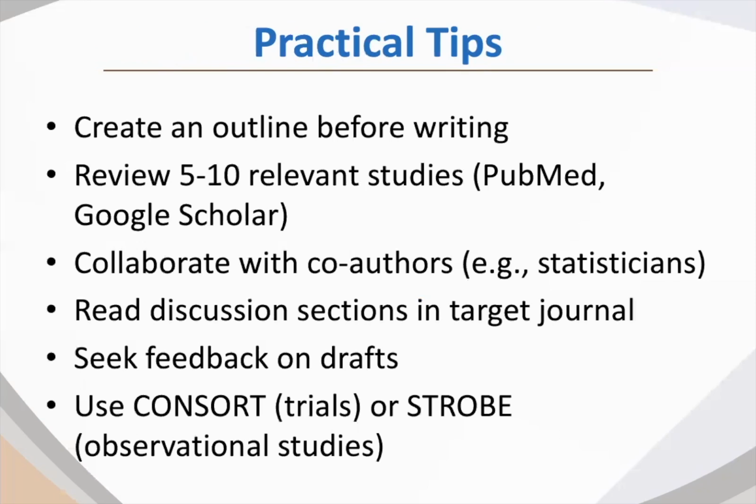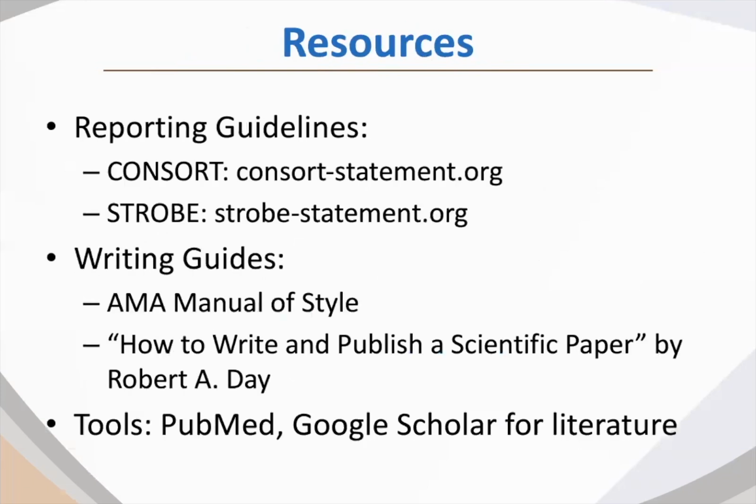And some practical tips. Outline your discussion before you start writing, collaborate with your co-authors, and read several discussion sections from papers in your target journal to get a feel for the style. Want to dive deeper? Check out these resources. Reporting guidelines: CONSORT for randomized trials, or STROBE for observational studies. Writing guides: the AMA Manual of Style, or How to Write and Publish a Scientific Paper by Robert A. Day. Tools: PubMed and Google Scholar for literature.